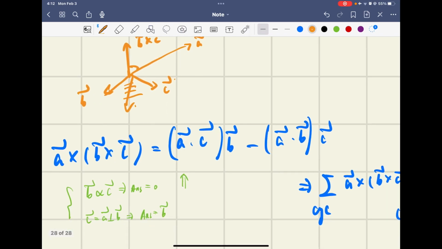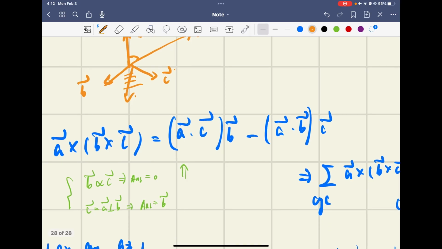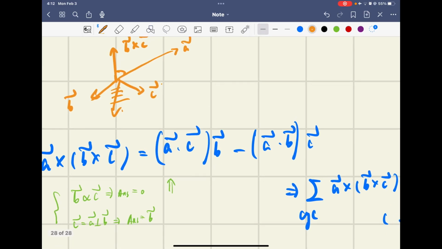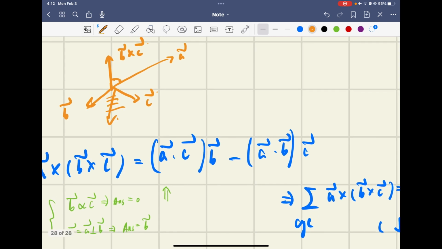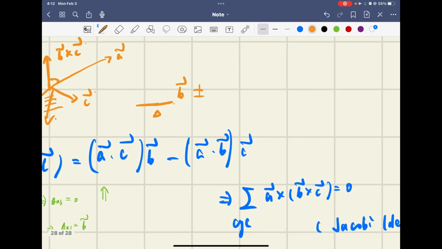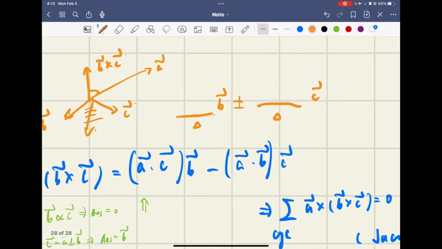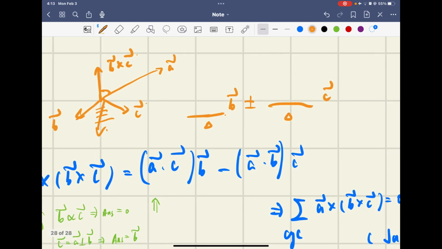Okay, we can figure out some extreme cases to determine the exact form of the product. Since we have already figured out that it must be some coefficient in front of B, plus or minus some coefficient times the vector C, that's how we make sure the vector will lie on the plane spanned by B and C.